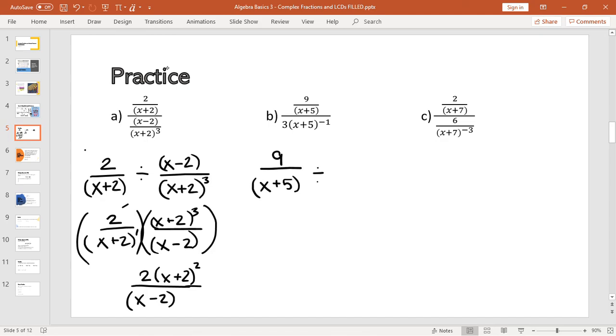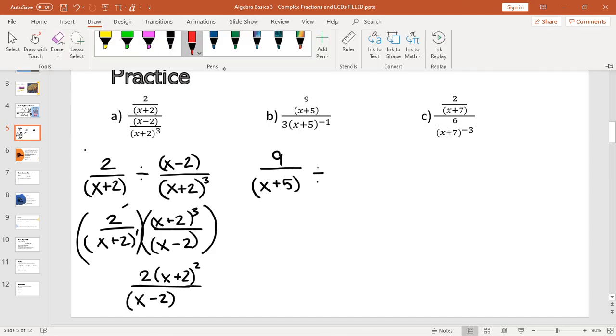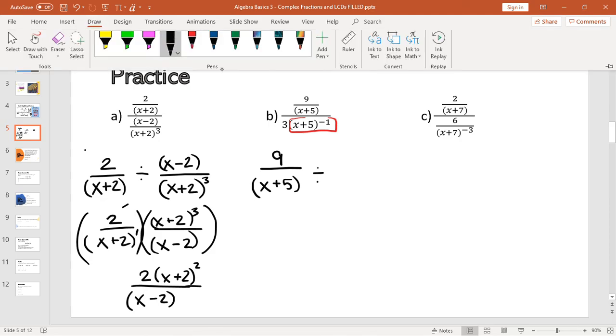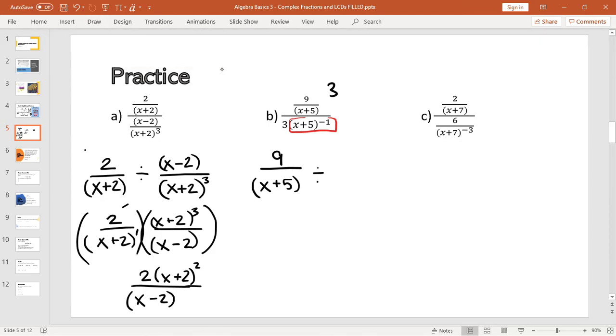Division sign. Now careful, I'm going to look a little more closely at this. I've got a negative exponent. So either before you do that or as you're doing it, you're going to be like, okay, if it's 3 onto x plus 5 to the negative 1, my base is x plus 5. The 3 is separate, so that should be rewritten as 3 over x plus 5, just to make your life easier.